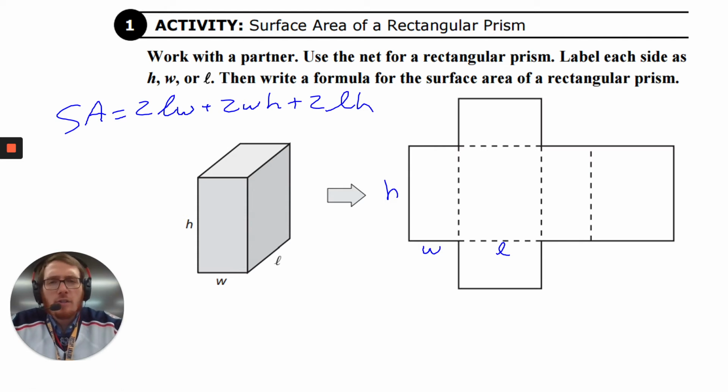A net is a 2D version, so it's like you flatten out a cardboard box and say, what would it have to look like, and then where do I fold it to make the 3D object that would be a rectangular prism? For some of you, this idea is very easy to draw out. You don't have any trouble figuring out what the net would look like.